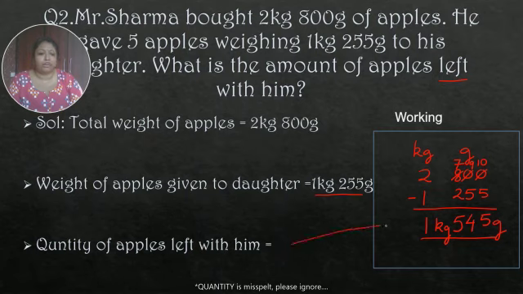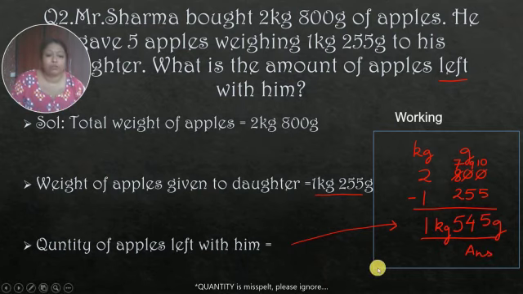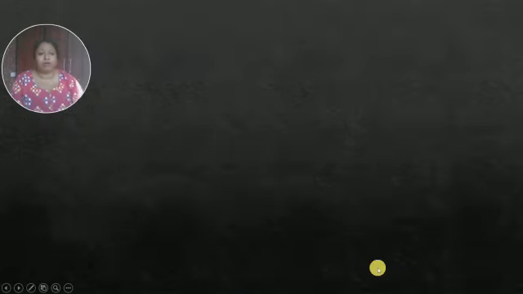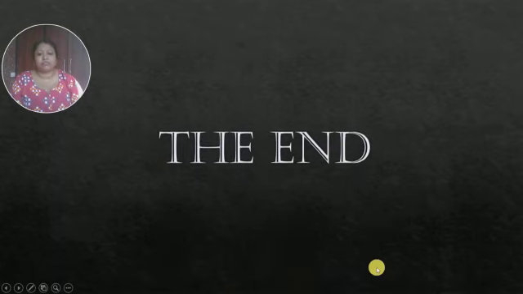So quantity left with Mr. Sharma after giving 5 apples to his daughter is 1 kg 545 grams, and that's our final answer. Okay children, I think you have understood how to solve word problems involving gram and kg and their subtraction and addition. I think you will be able to solve the problems on your own.